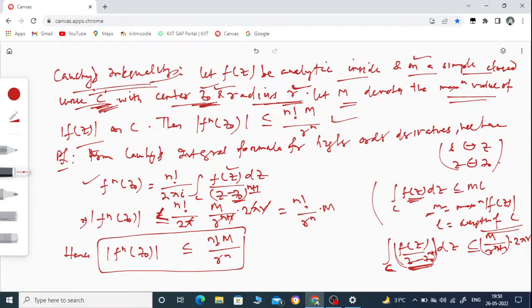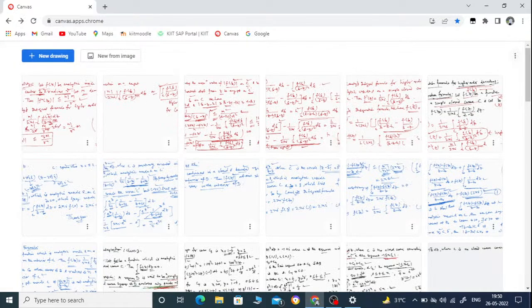Now come to the next page. The next page is about Liouville's theorem. This is another theorem, Liouville's theorem. Now come to its statement: a bounded entire function in a complex plane is a constant.